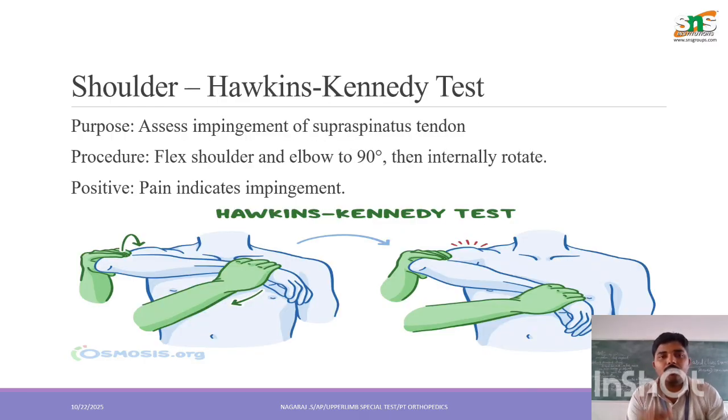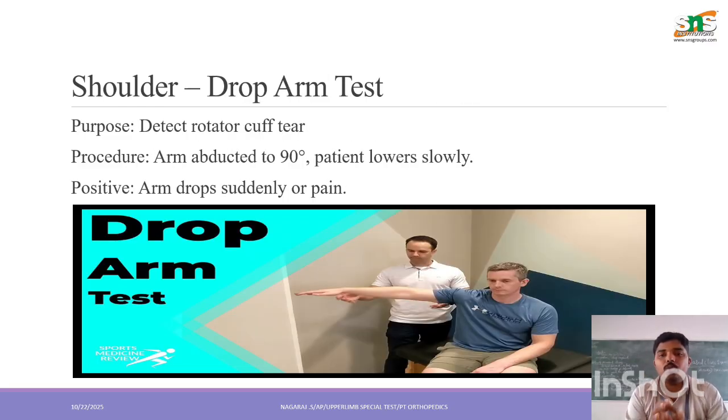Second, the shoulder Hawkins-Kennedy test. The purpose of this test is to assess impingement of the supraspinatus tendon or subscapularis tendon. Procedure: flex the shoulder to 90 degrees and the elbow to 90 degrees, then internally rotate. Pain in the shoulder area indicates impingement of the subscapularis or supraspinatus tendon.